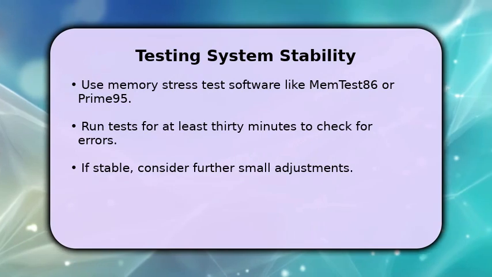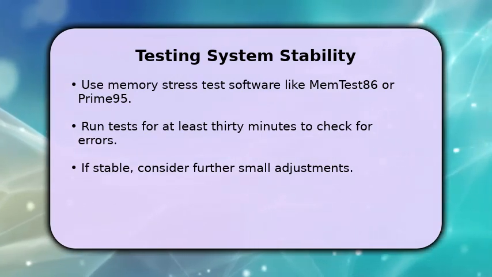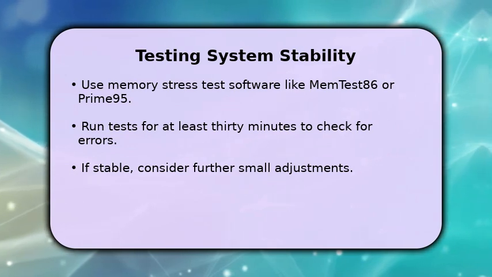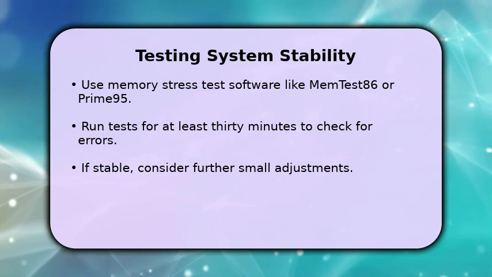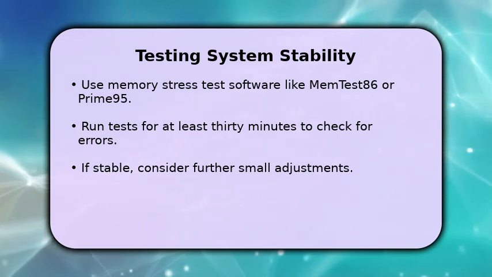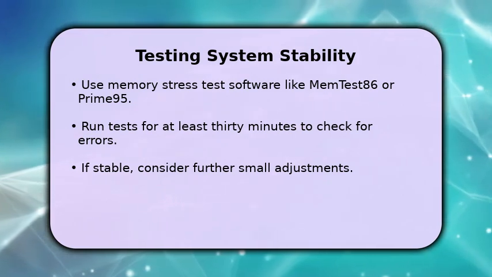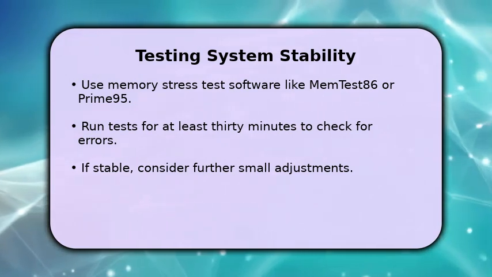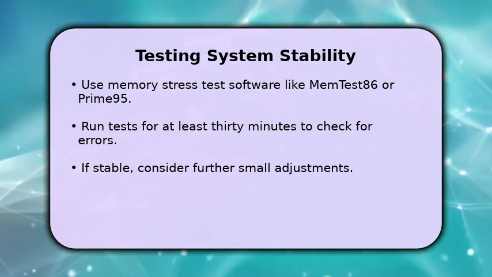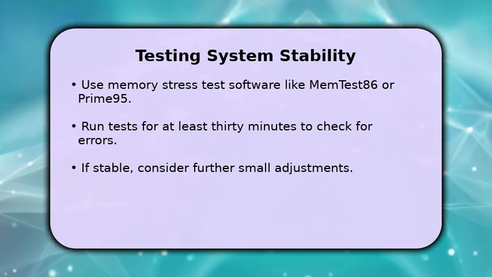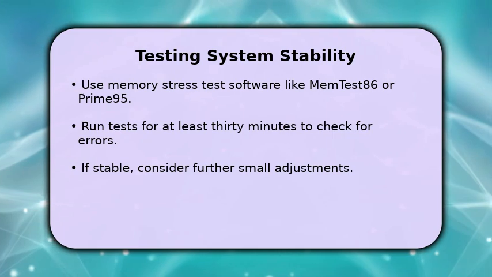After making any timing changes, rigorous testing is essential to ensure system stability. Utilize memory stress test software such as MemTest86 or Prime95. Run these tests for at least 30 minutes to thoroughly check for any errors or crashes. If your system remains stable, you can consider making further small adjustments. However, if instability occurs, revert to your previous stable settings or slightly increase DRAM voltage by 25 millivolts.